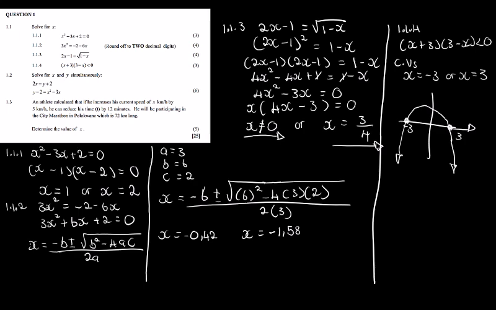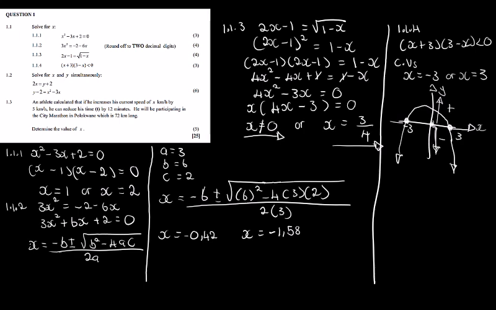So we go back and look. We are looking for where my y values are negative. We know that this is the y-axis, this is the x-axis, and from here going upwards, all my y values are positive. From here going downwards, all my y values are negative. So we want this part going downwards. That's the part that we want.